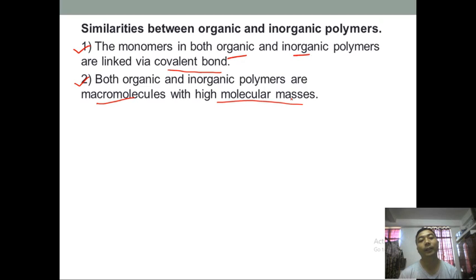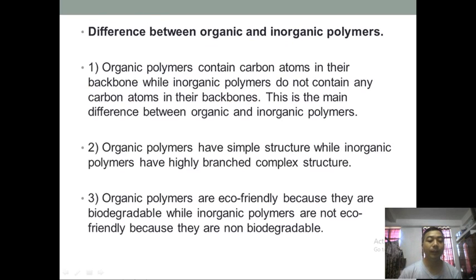Because of this, the polymers are formed by a large number of monomeric units linked together, right? The main difference we see between organic and inorganic polymers is that in organic polymers we see carbon atoms in their backbone, whereas inorganic polymers do not contain any carbon in their backbone. This is the main difference.